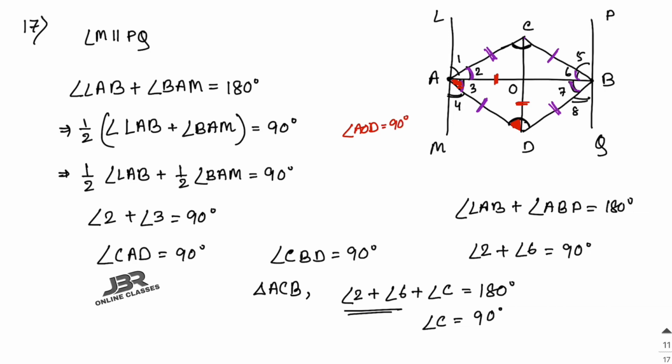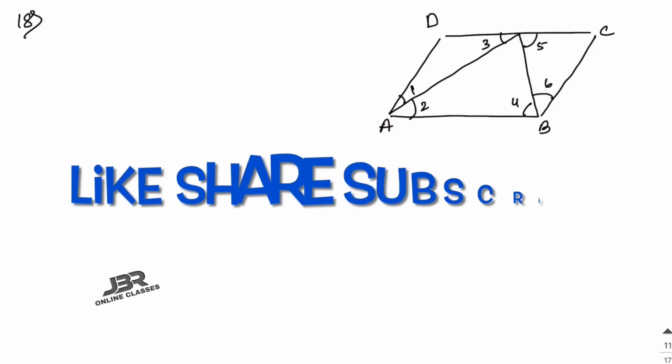And angle AOD equal to 90 degree, that means CD is perpendicular on AB. So that means here LM is parallel with CD and also parallel with PQ. So it's proved. Now the next one, sum number 18.